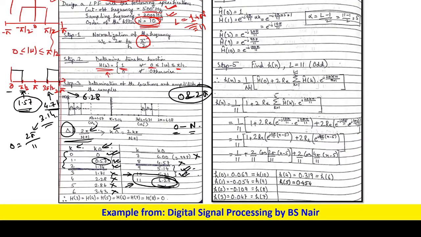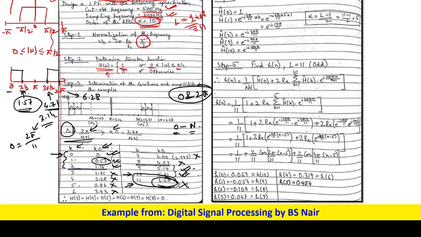So but we know 6.28 and 0 are the same. So once in the first case we have already taken the 0 value, we will not take this value. Okay, this is just for your checking whether the delta value you have calculated is okay or not.